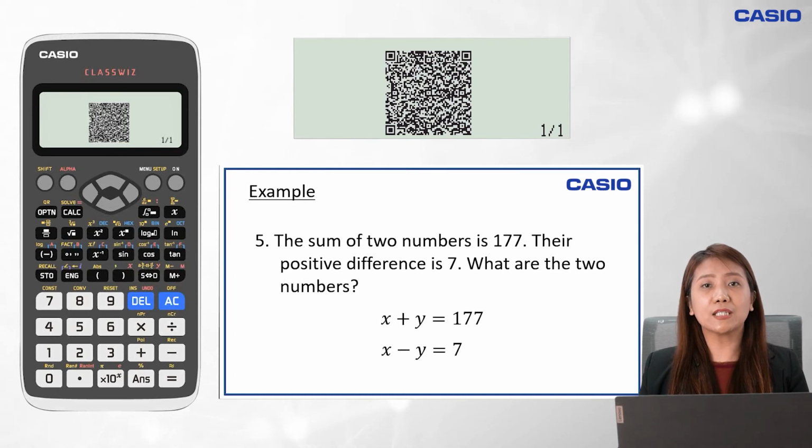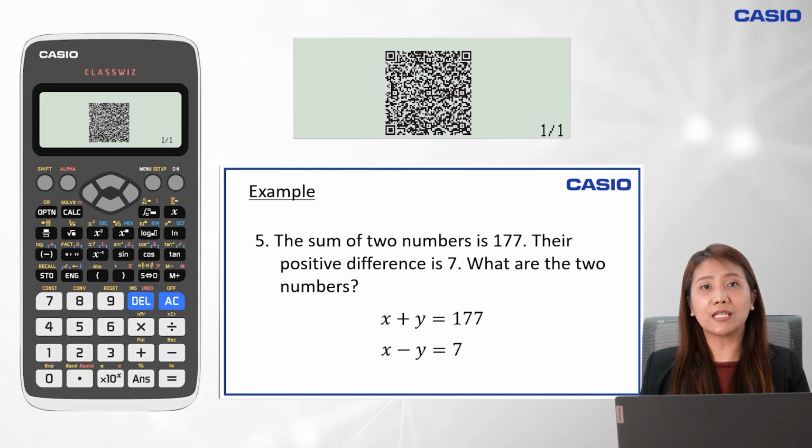Let us represent the number with a higher value as x and the number with a lower value as y. From the first sentence, the sum of two numbers is 177. We will represent that as x plus y equals 177. And the second statement, their positive difference is 7, will be represented as x minus y equals 7.